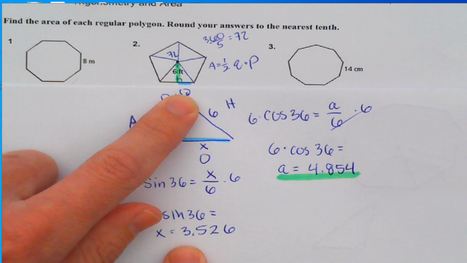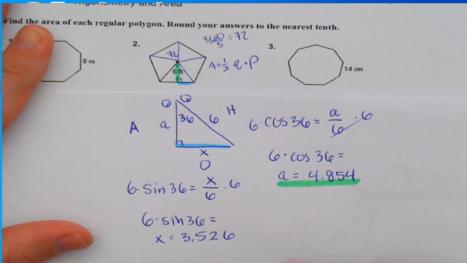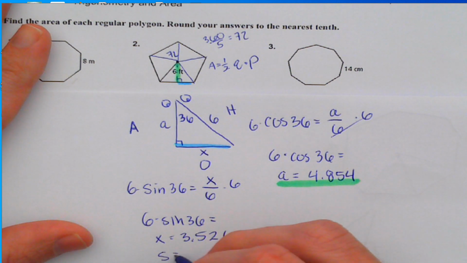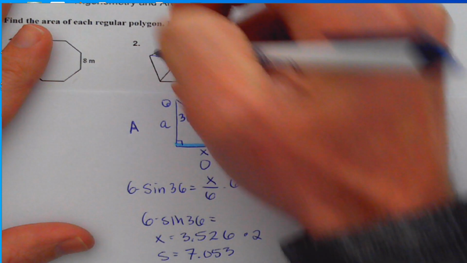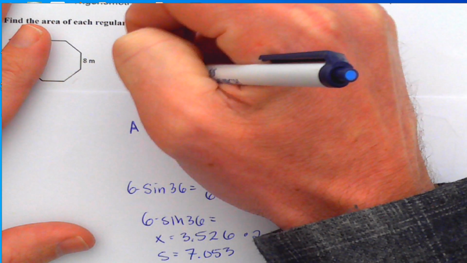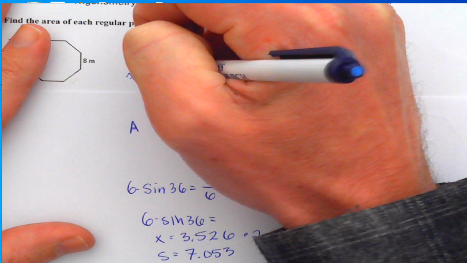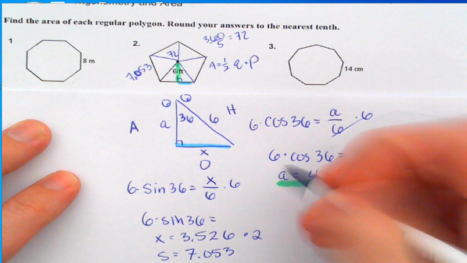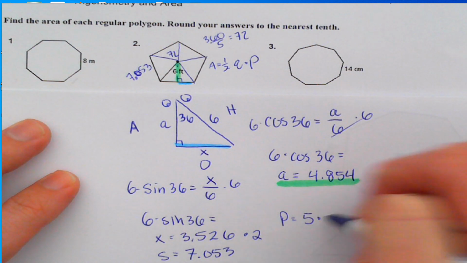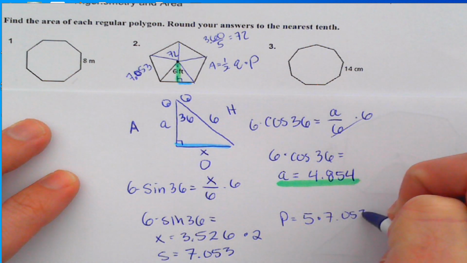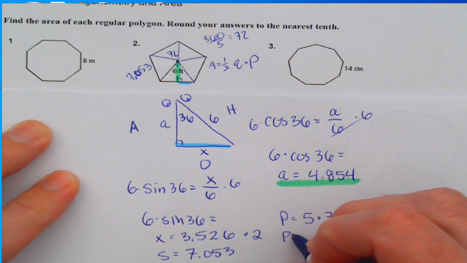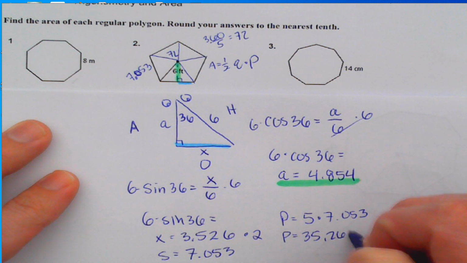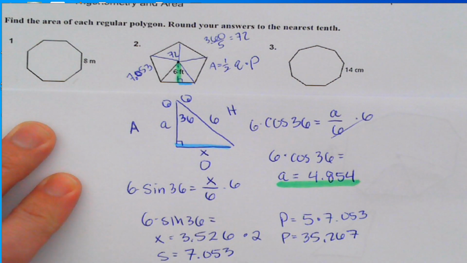Now, again, it's only half of it, so what we're going to do is we're actually going to multiply this by 2. I'm going to leave it in my calculator. So that means the side is 7.053. So that whole side length here is 7.053, but then we want to find the perimeter, so the perimeter is going to be 5 sides times that 7.053. Again, I'm leaving my calculator to keep it as legitimate as possible, and the perimeter is 35.267, and so there's my perimeter.